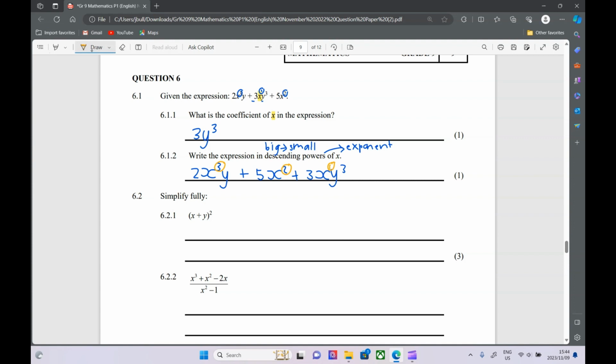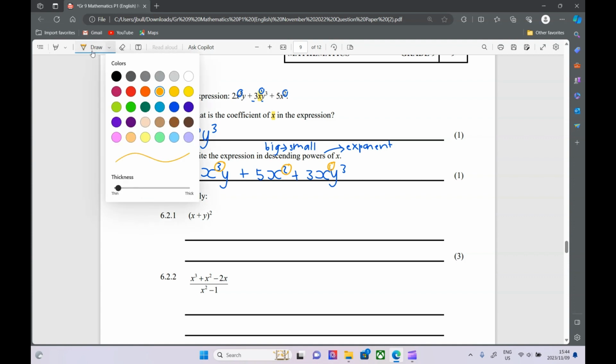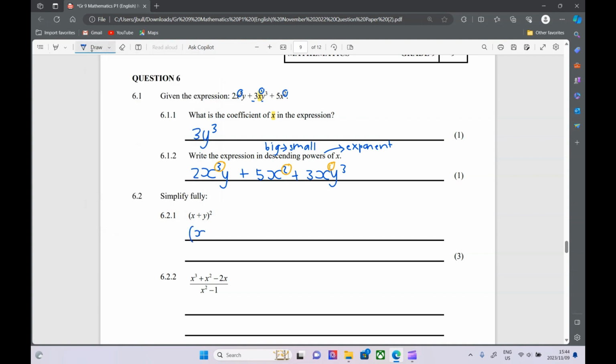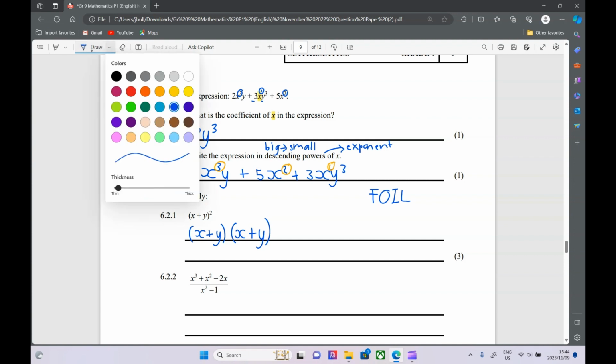6.2, simplify fully. We have a bracket there with a square. So the first thing we're going to do is write that: (x + y)^2 is the same as (x + y) times (x + y). When we multiply this out, some people call it FOIL, or just remember we've got to multiply everything by each other.